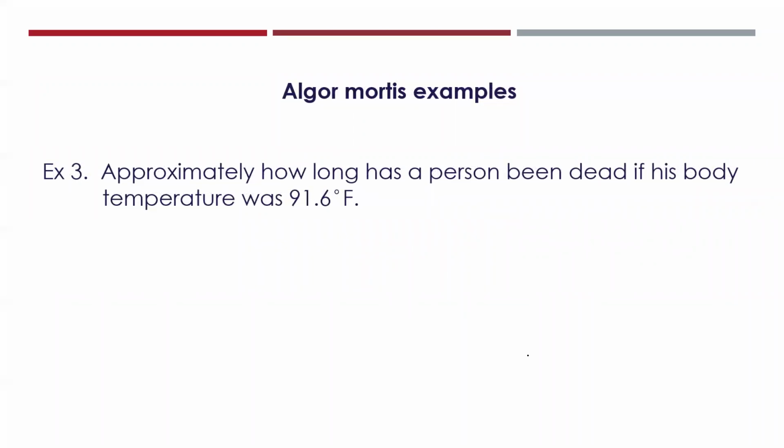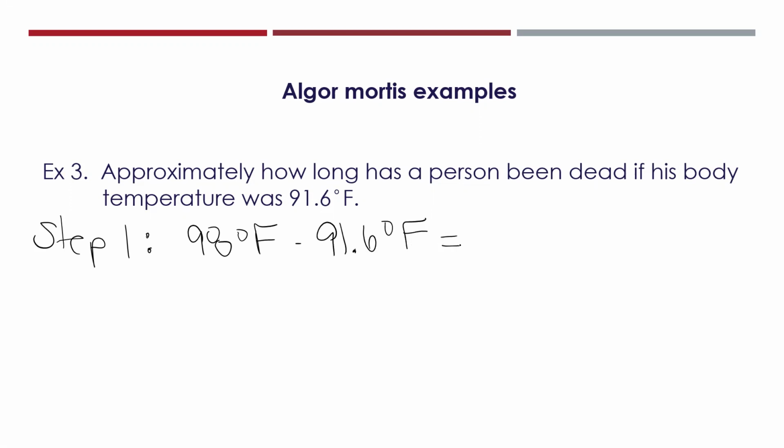Approximately how long has a person been dead if his body temperature was 91.6? Okay, so step one, figure out the change in temperature. Always start with 98 minus the temperature at which they were found. That gives me a change in temperature of 6.4.